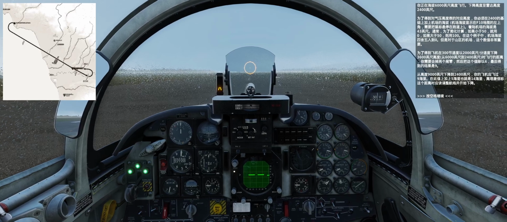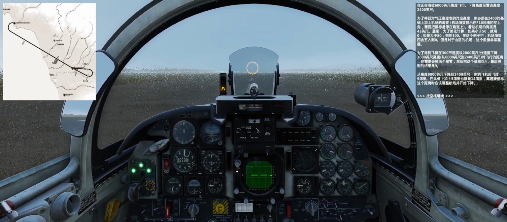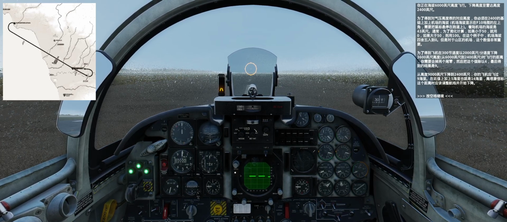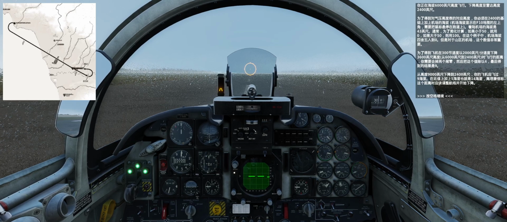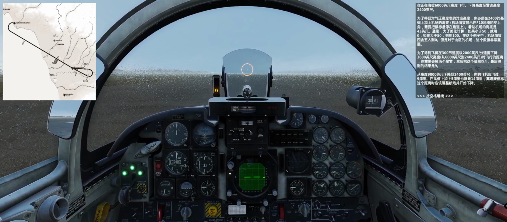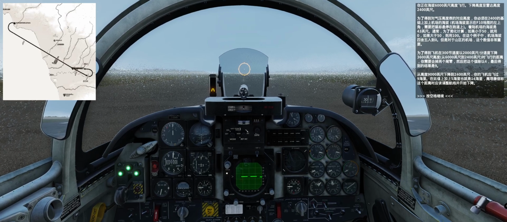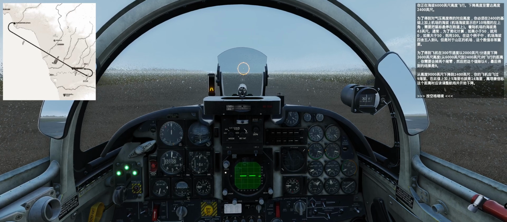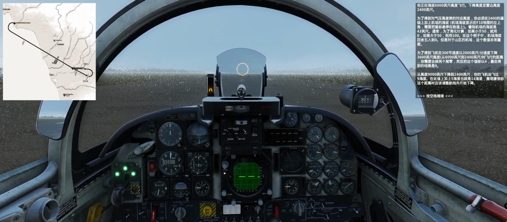You are currently flying at 6,000 feet above sea level. Descend to 2,400 feet above ground level. To calculate this value in reference to the sea level altimeter, you must add 2,400 to the airfield ASL. The landing airfield elevation is 43 feet.